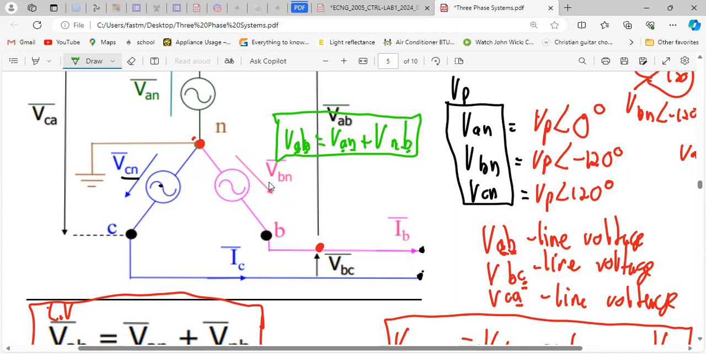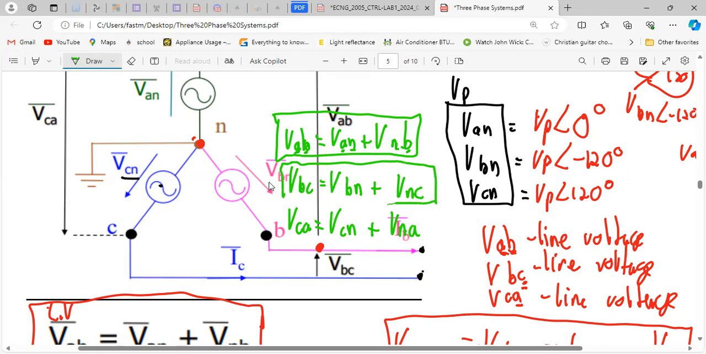You've got to hold it in your head. So if I have VBC, I'm going to use the same relationship, so it'll be VBN plus VNC. If I want VCA, same idea: VCN plus VNA. And that's how I remember. So you don't have to worry too much about remembering. Just remember the little pattern.